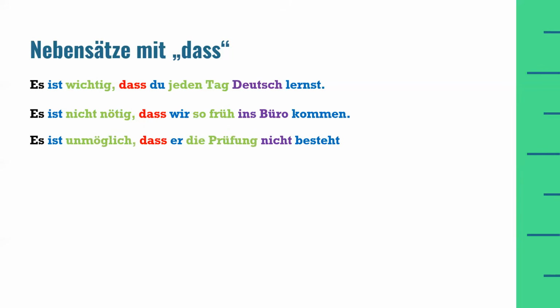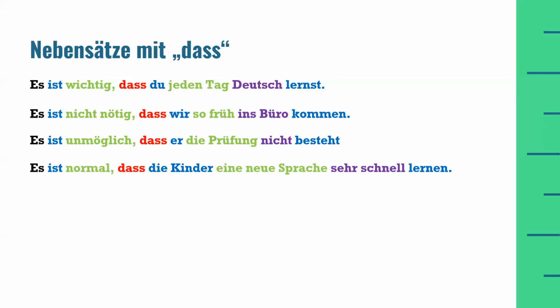Es ist unmöglich, dass er die Prüfung nicht besteht. It's impossible. Now, what is impossible? In order to know this, we have to make another sentence. And in this situation where we have to explain or elaborate what is said in the Hauptsatz, then we have to use dass. Dass er die Prüfung nicht besteht. Dass, that he does not pass the exam.